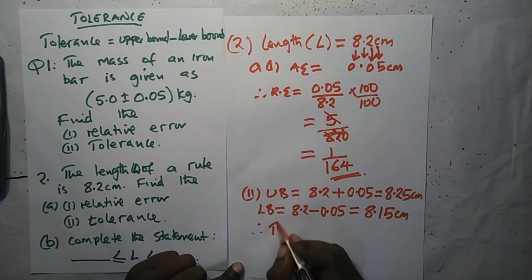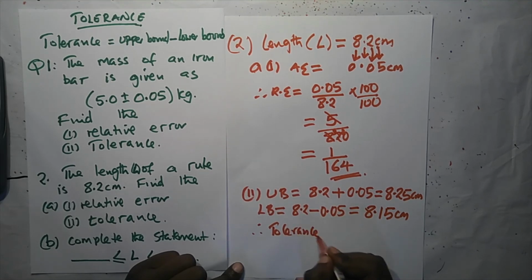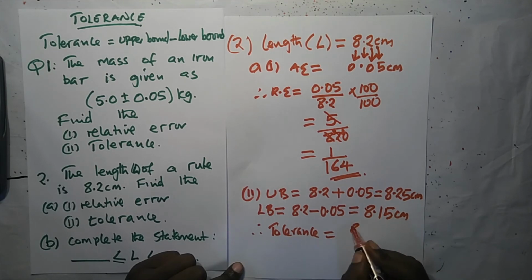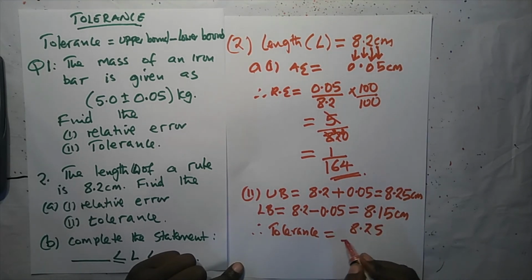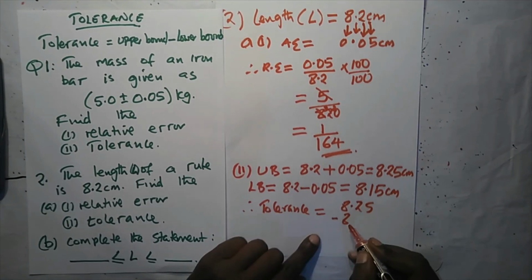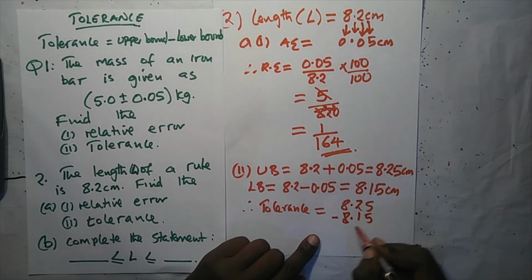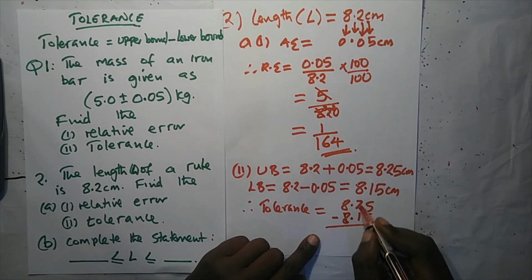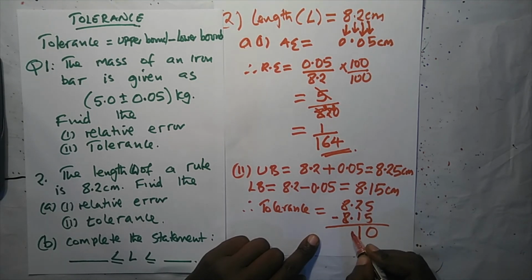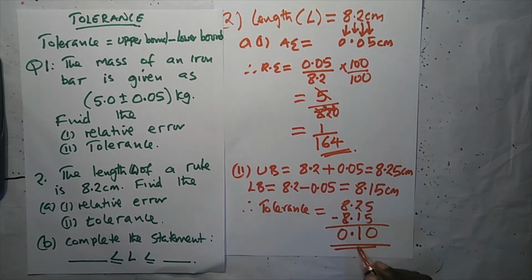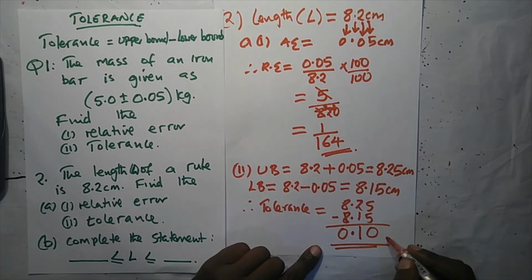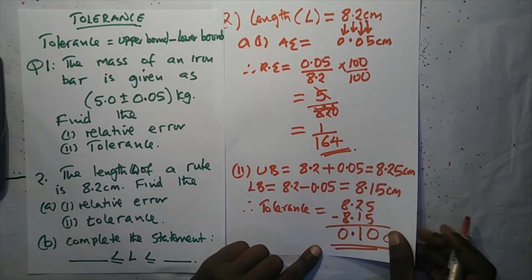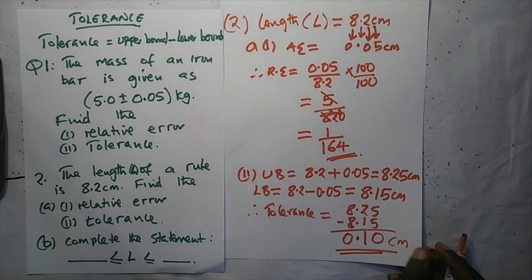And therefore, the tolerance is found by subtracting the upper bound minus the lower bound. So we are going to have 8.25 minus 8.15. And so when we subtract these two, we are going to have 5 minus 5 is 0. 2 minus 1 here, you get 1 point here. 8 minus 8, you get 0. And so the tolerance in this question is 0.1 centimeters.